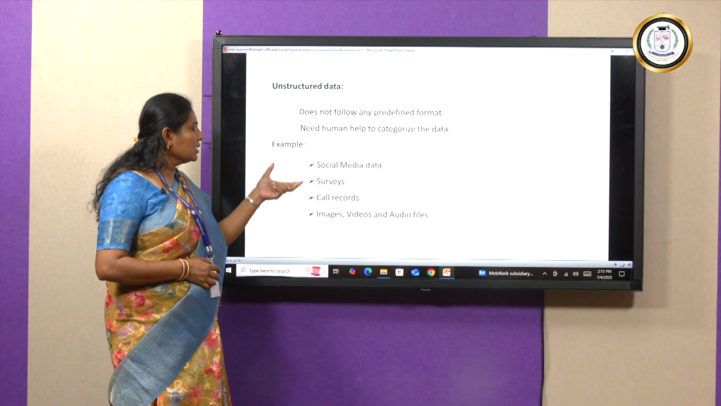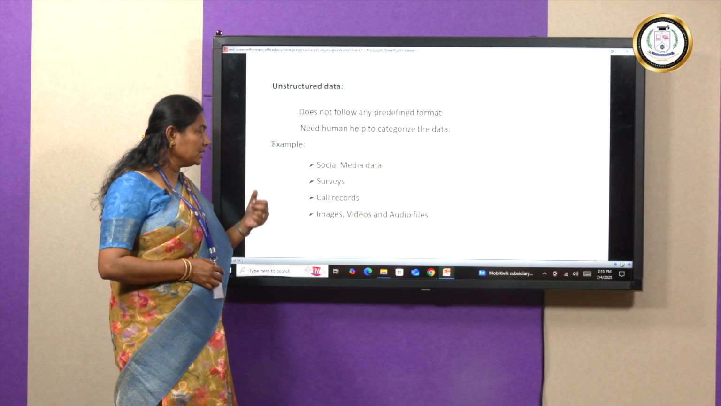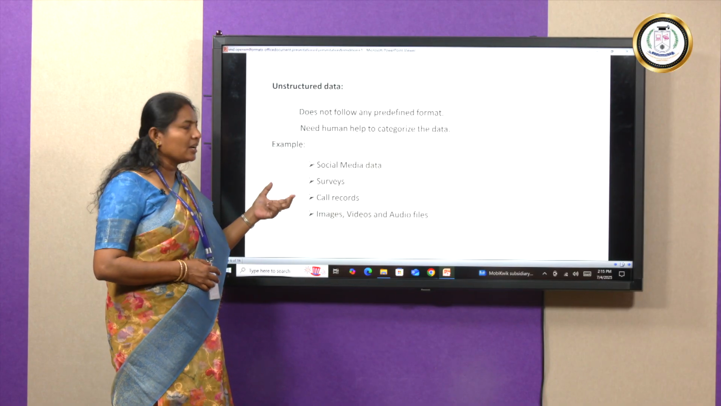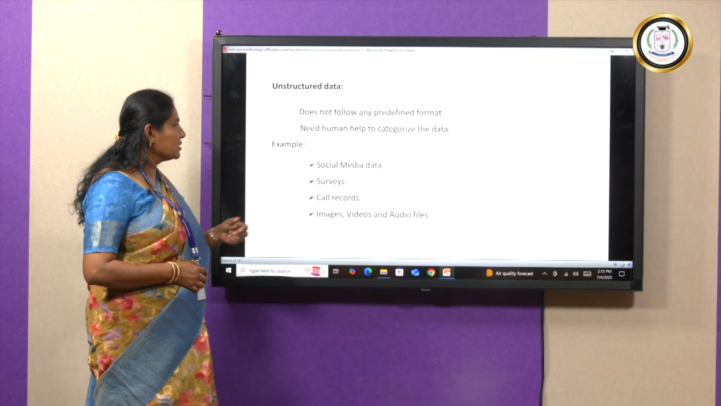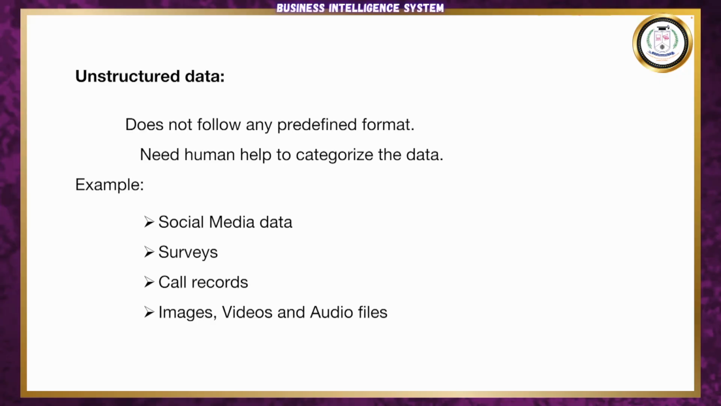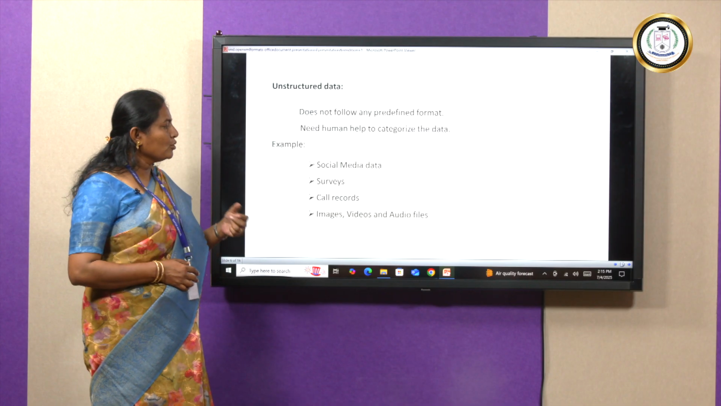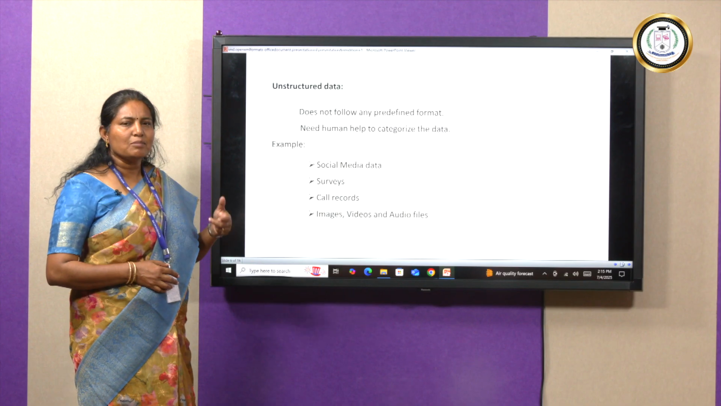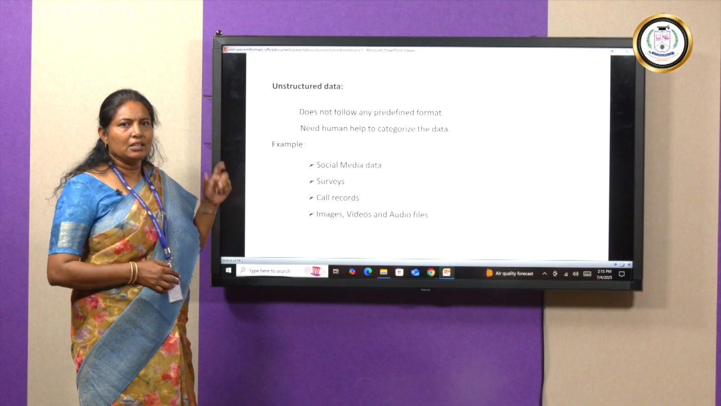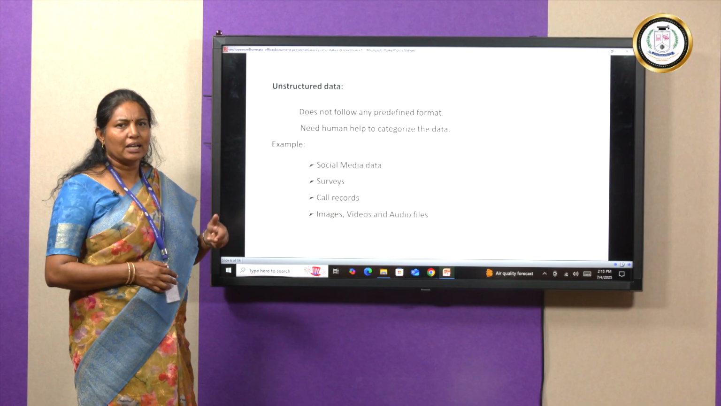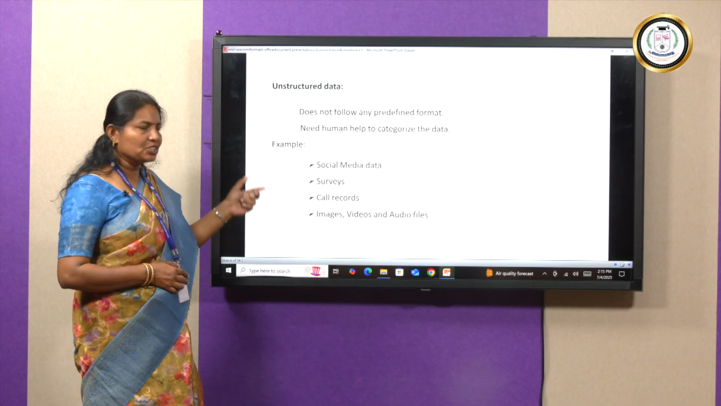For example, in unstructured data, we collect data from social media like Instagram, Facebook, and Gmail. Then through surveys we can also collect data in an unstructured way. Then call records, images, videos, and audio files all come under the category of unstructured data. Nowadays we are using NoSQL to store unstructured data.